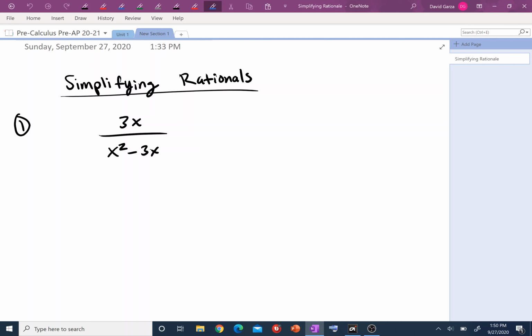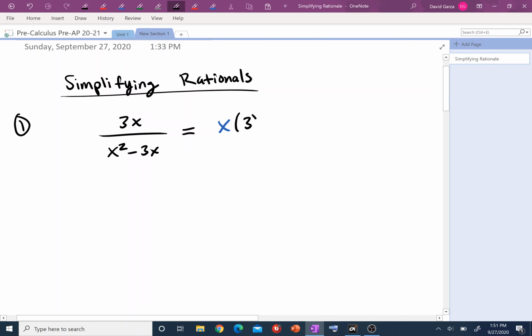And here all we have to do is figure out what the top and the bottom have in common. Now, sometimes it's not very obvious, and sometimes it is, right? So in this case, we have 3x at the top, and then we have x squared minus 3x at the bottom. Now, one thing to notice here is that you have an x at the top and an x at the bottom, right? So I'm going to just write it like this. So it looks like I'm factoring out an x, right?